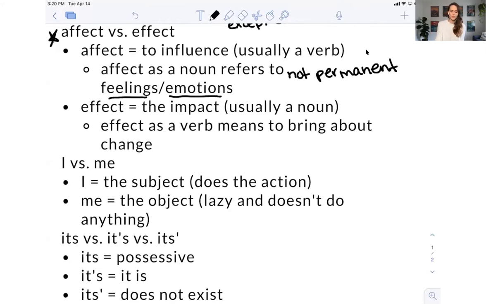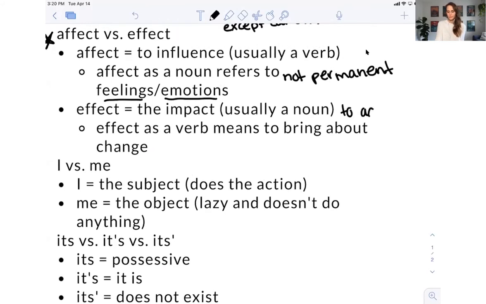Effect, I usually think of as to accomplish something. So you can think of the effects of the hurricane or the side effects of a medication. So that is going to be impacting the way the outside world looks or the way that the patient feels, or it could have side effects that are permanent. So that's usually something that's measurable and that's very apparent. It's not going to be changing quickly.